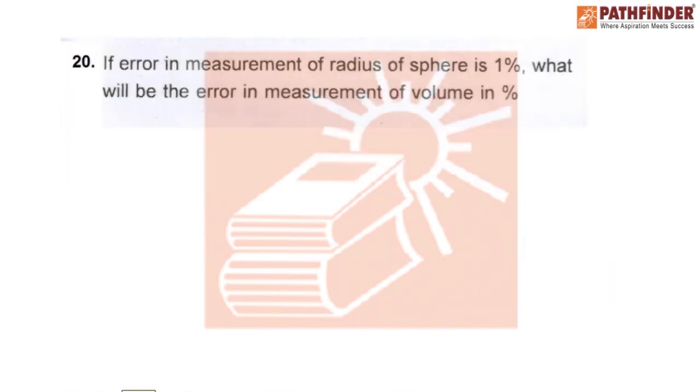Let us move to the last question of single correct type. If the error in measurement of radius of the sphere is 1%, then what is the percentage error in volume measurement? Volume can be written as 4 by 3 pi r cube. So the error in volume measurement is thrice of delta r by r. So if it is 1%, then the error in volume measurement is 3%. For this particular question, 3 is the correct answer.